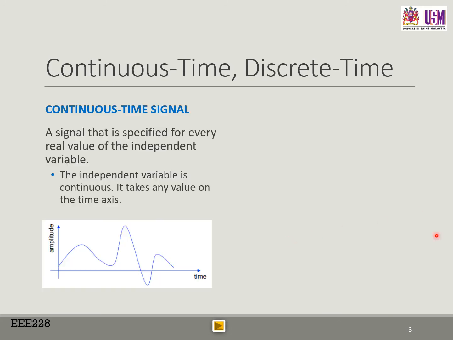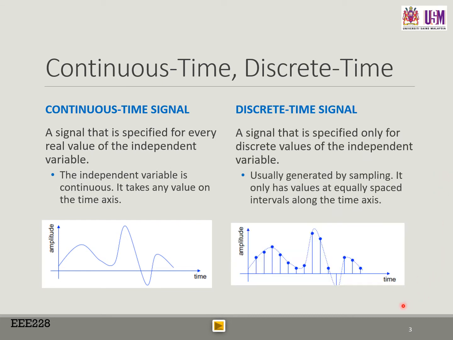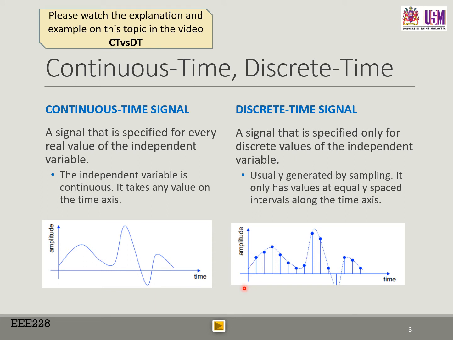Continuous time and discrete time signals. Continuous time signals are signals that are specified for every real value of the independent time. The variable time is continuous, which means it exists for all values of time. On the other hand, discrete time signals are signals that exist or are specified only for discrete values of time, usually generated by sampling. It has values at equally spaced intervals along the time axis. So if it's a continuous time signal, amplitude exists for all values of time. For discrete time signals, the signal has amplitudes only at discrete values of time.